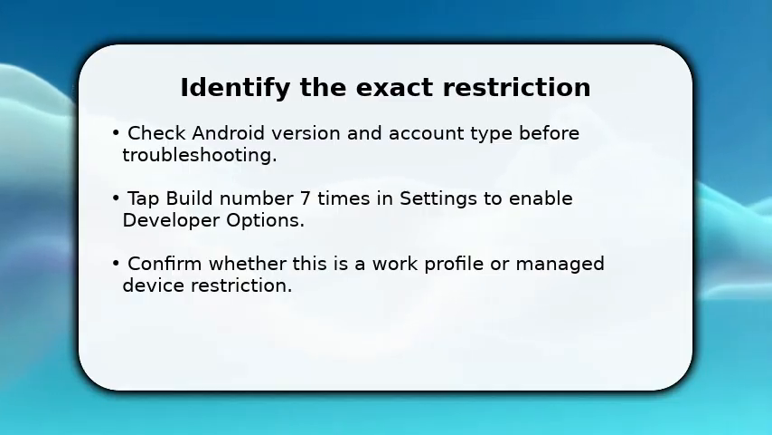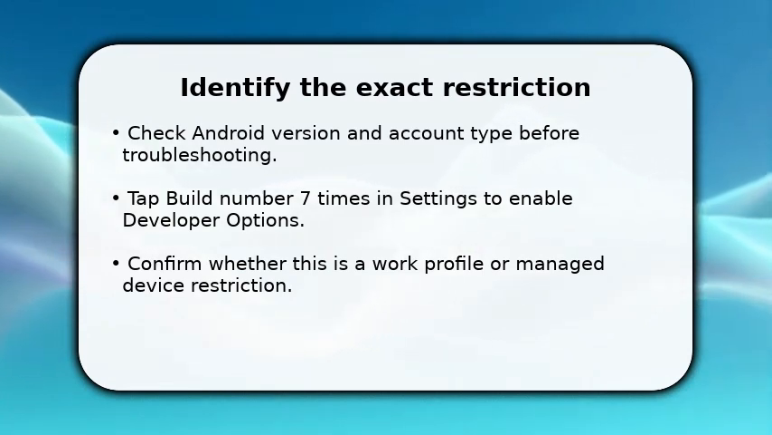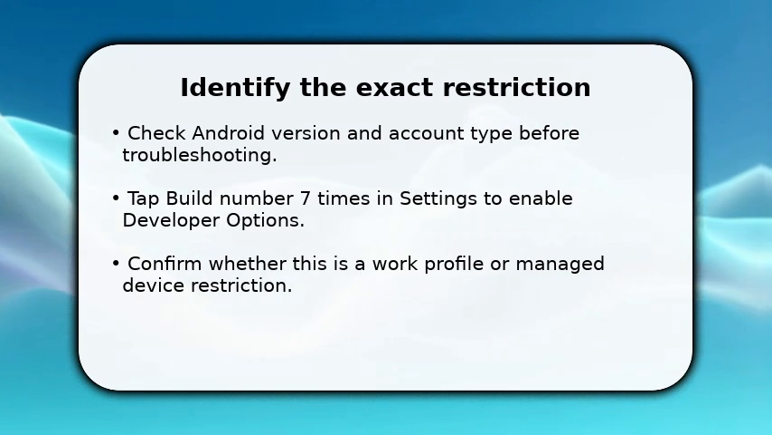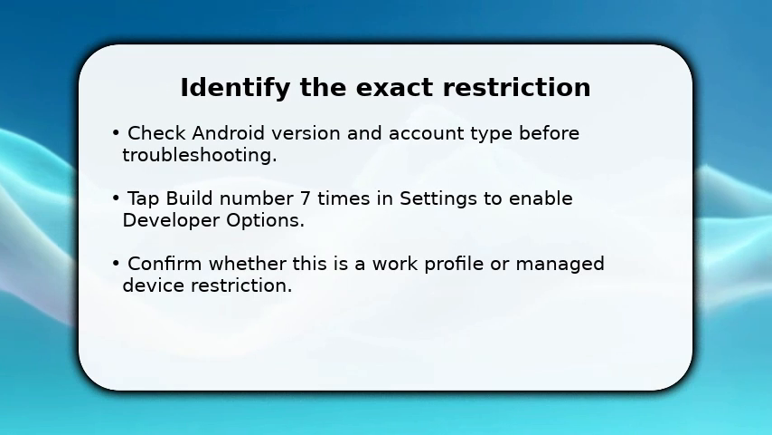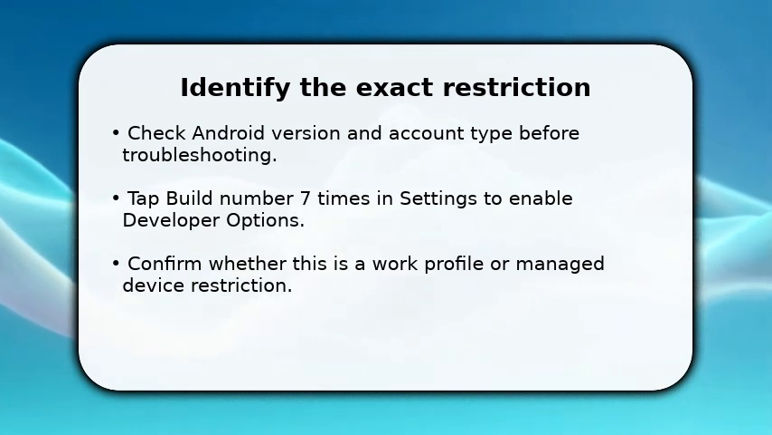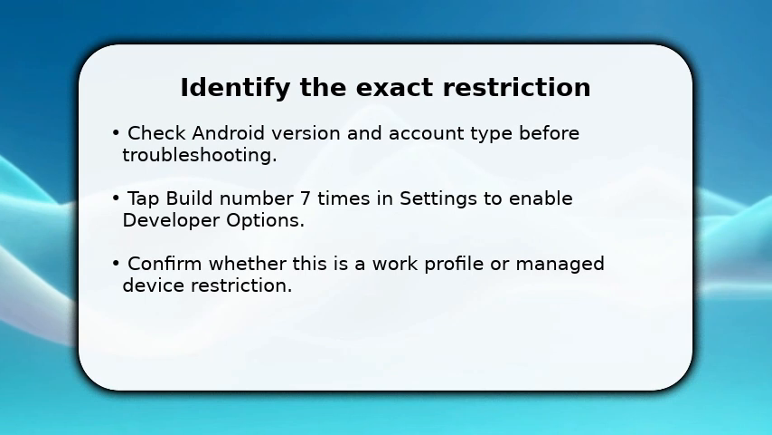Start by confirming the exact error and user context on the device. Check Android version and account type before troubleshooting. Open Settings and navigate to System, then About Phone. Locate build number and tap it 7 times to attempt enabling developer options.